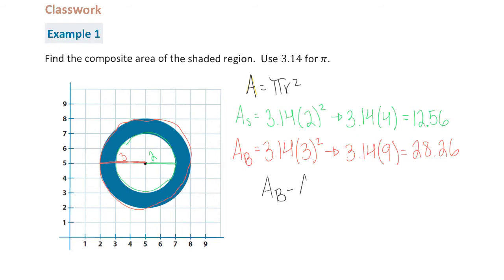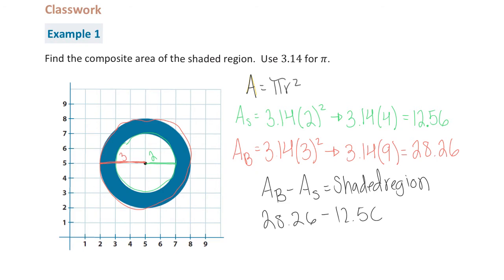Now that I have found both areas, we are going to take the area of our big disk and subtract the area of our small disk to get the shaded region. So here I have 28.26 minus 12.56. So 28.26 minus 12.56 is going to give us 15.7. So the area of the shaded region is going to be 15.7 square units.